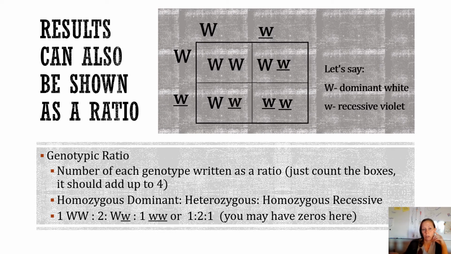You can also show the results as a ratio. So when you do a ratio, you just count the boxes. Don't make it harder than it is. And you always report homozygous dominant, heterozygous, homozygous recessive. So I have 1 homozygous dominant, I have 2 heterozygous, and I have 1 homozygous recessive. That's my 1:2:1 ratio. Looks like this. Okay, you can have zeros in a ratio if there's none. It's always homozygous dominant, heterozygous, homozygous recessive.